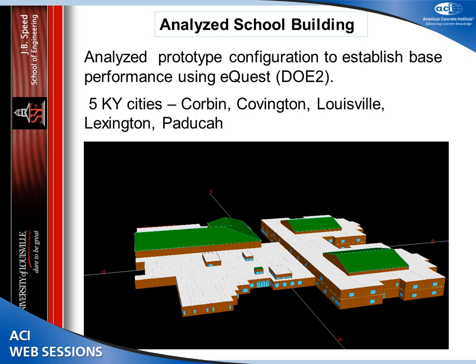We looked at 5 different Kentucky cities: Corbin, Covington, Louisville, Lexington, and Paducah. And you can see the basic visual from the model. Nice thing about eQuest, it has a really nice front end and really nice back end, so you can create some nice graphics and validate your zonal models, etc.